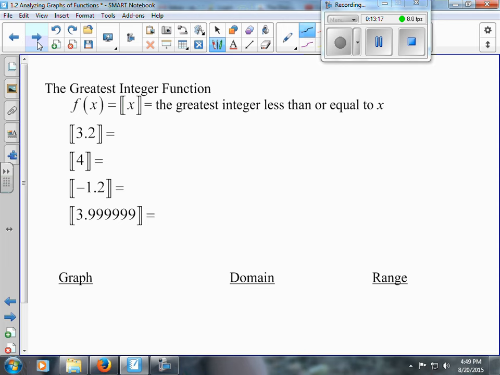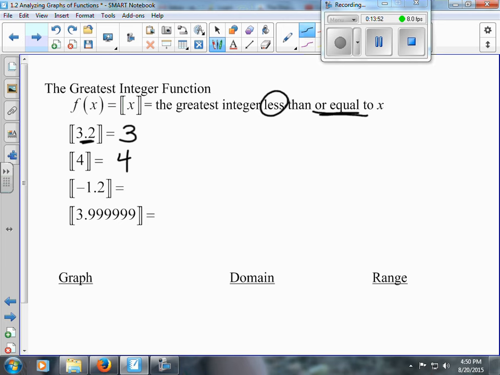So we're on the greatest integer function. This is a function you've seen before, but I just want to reintroduce you to it. It's called the greatest integer function, but you're actually finding the greatest integer less than the number that you see in the brackets. All right, so what is the greatest integer less than 3.2? That would be 3. What is the greatest integer less than 4? Well, there isn't one. We don't want less than. It also could be equal to. So that would be itself, 4.